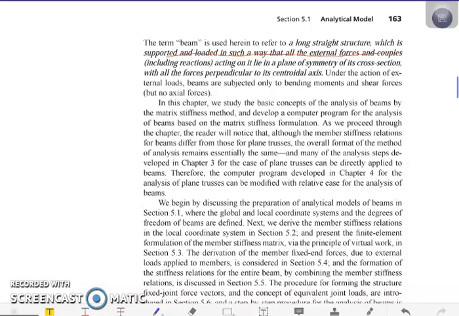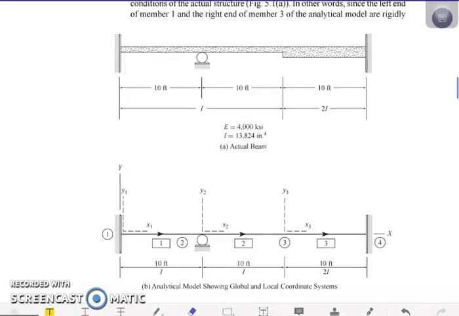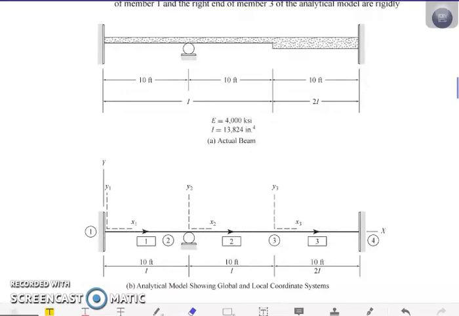To start with, we have here the illustration of our actual beam. Our actual beam consists of 3 members. Both ends are fixed and there is a roller at a certain joint. However, the material for our beam is not the same throughout. So now let's start to distinguish our global and local coordinate systems.